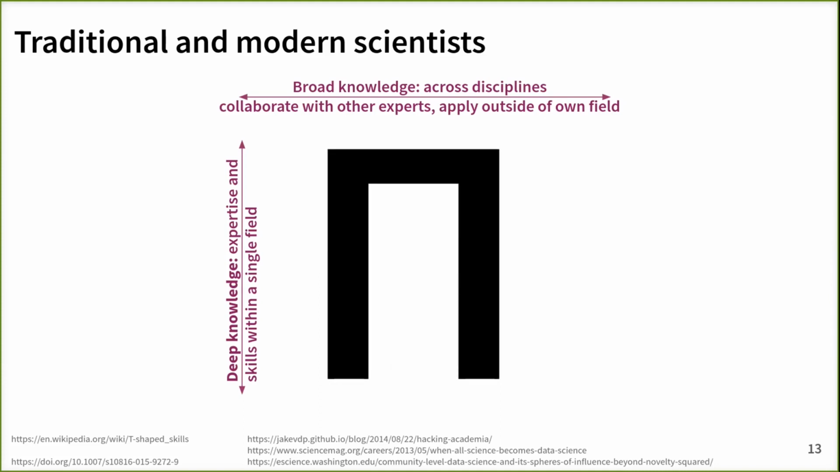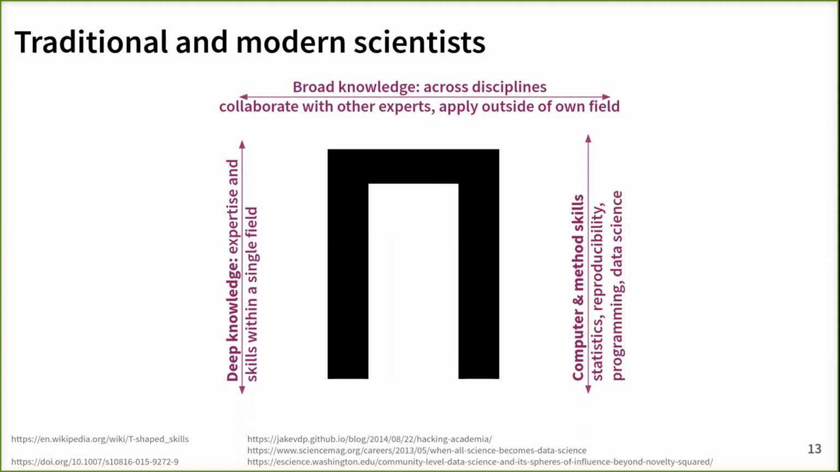This is actually the capital Greek letter pi, which is why this concept is also called pi-shaped skills. So besides the deep knowledge and the broad knowledge, you also need method skills, so computer skills. That's about skills around reproducibility, statistics, programming, what's often called data science. And if you are a modern scientist and you work a lot with digital tools, you really need to have these two vertical bars to support your work.